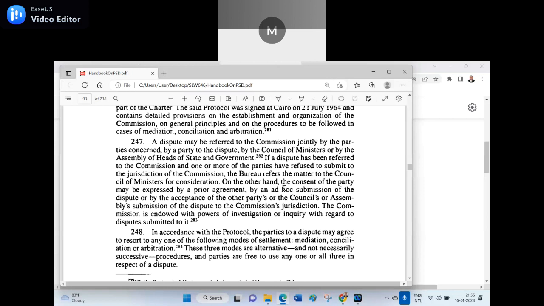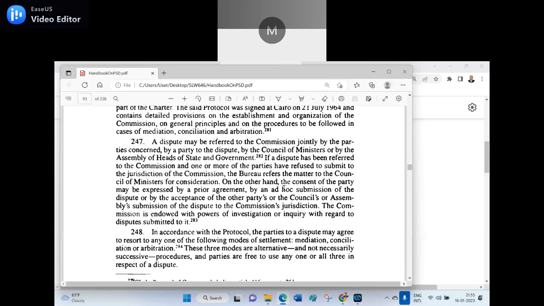On the other hand, the consent of the party may be expressed by a prior agreement or by an ad hoc submission of the dispute, or by the acceptance of the other parties, other councils or assemblies' submission of the dispute to the commission's jurisdiction. How will a party give the consent? By implied consent, by express consent, the party will make it out.